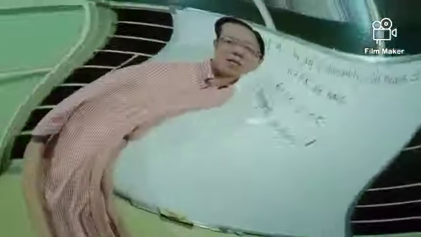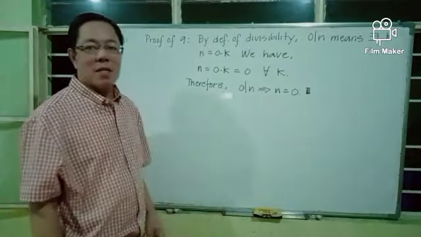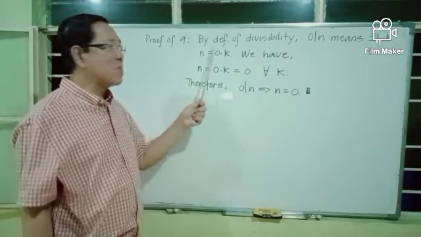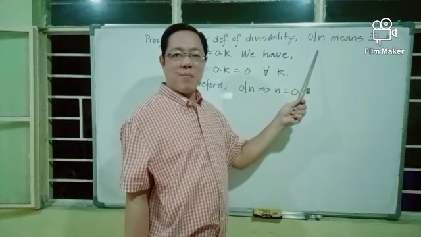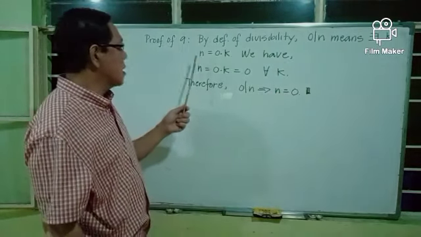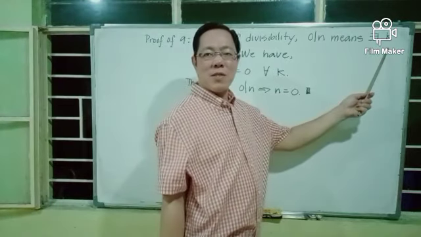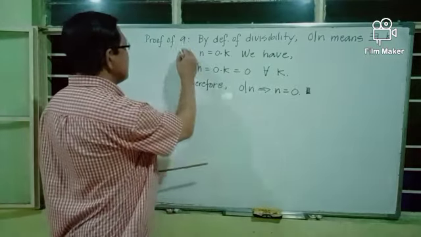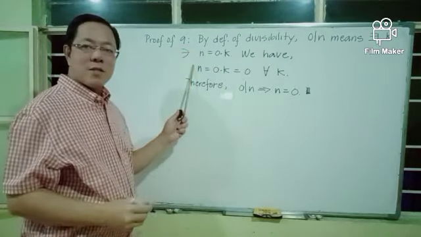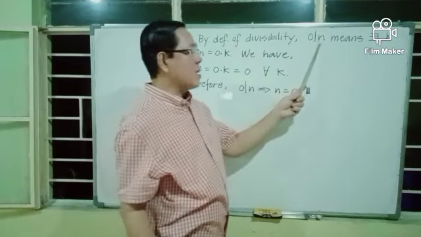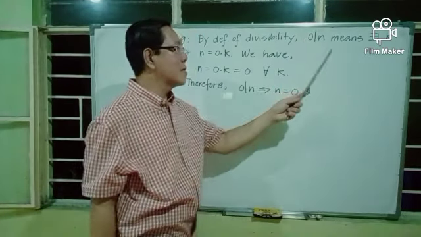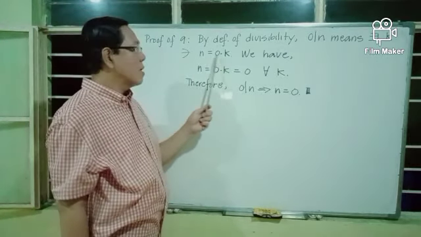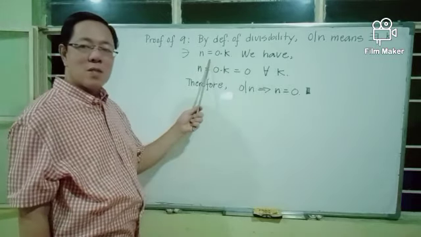Start with the given in the 9th divisibility property that says 0 divides n. And by definition of divisibility, 0 divides n means that there exists an integer k such that the number n is equal to 0 times the integer k, or n equals 0 multiplied by k. We start from this equation, n equals 0 times k.